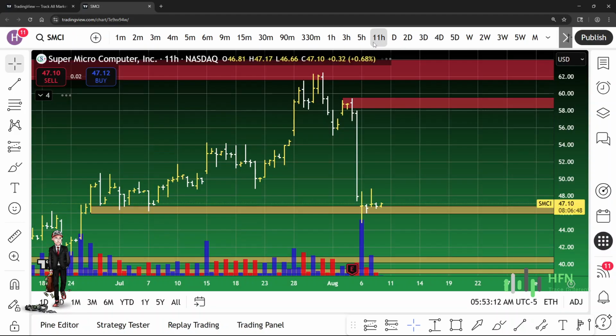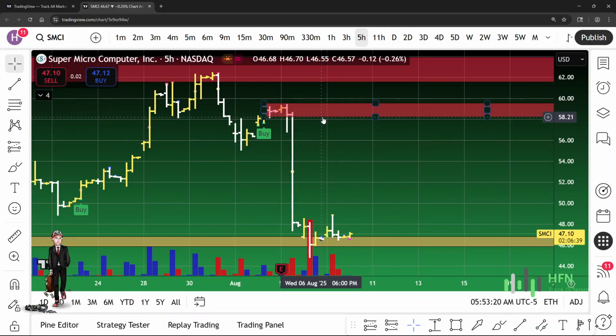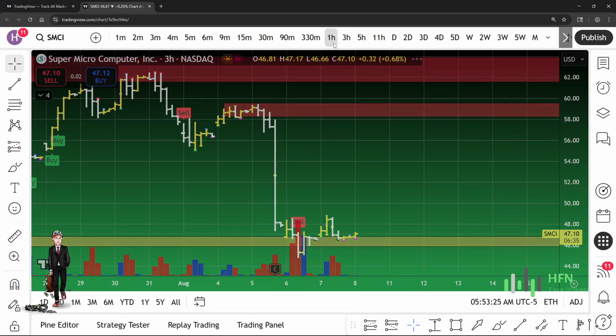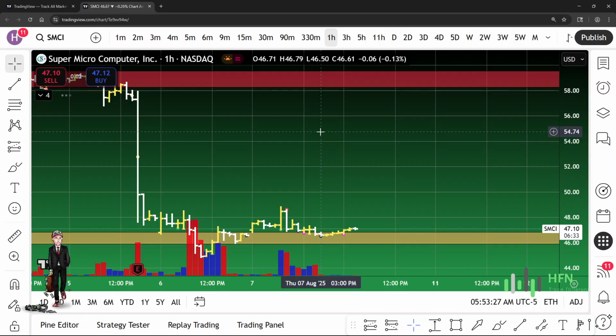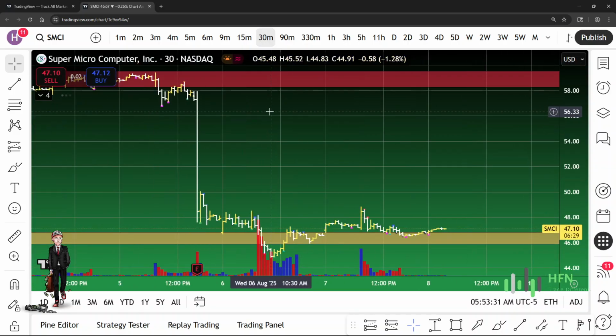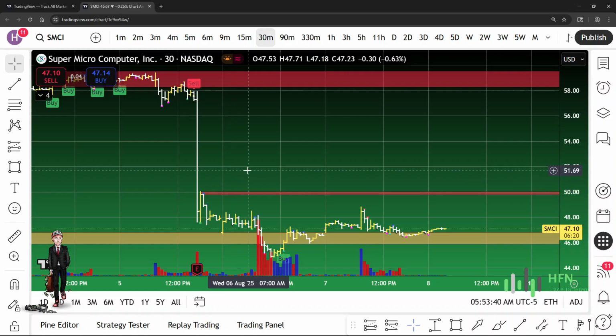So let's look at this on the 11-hour chart. Really don't get too much in that sense of sellers because there's a very wide spread bar there. Here it is on the 5-hour. Don't see it here neither. On the 3, still don't see it. Here it is on the 1. Let's look at this on the 90-minute chart. About on the 30, still don't see it. This might be a problem right here though for the buyers if they lift the market up in SMCI around $50.